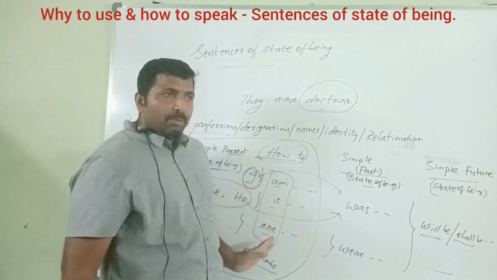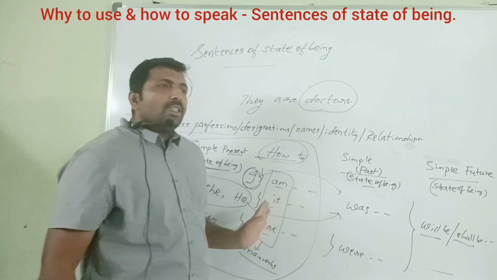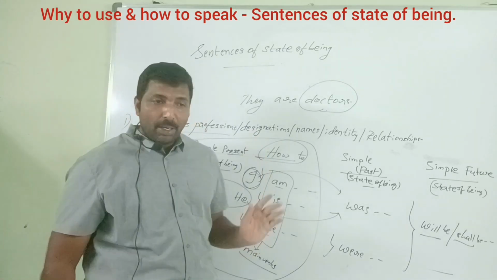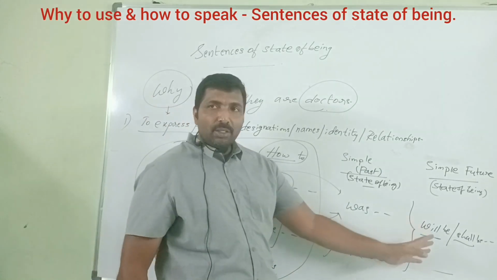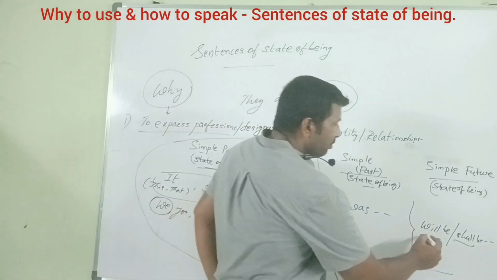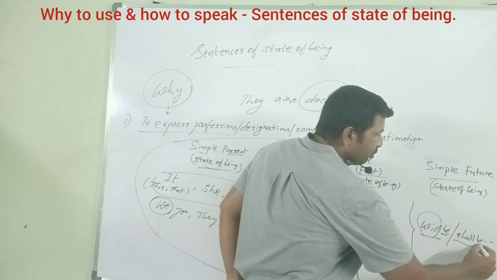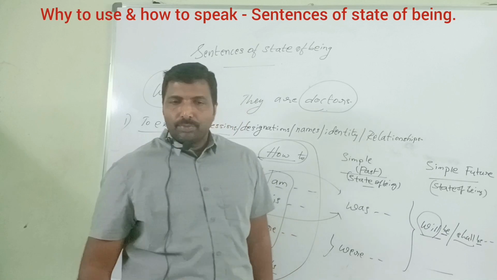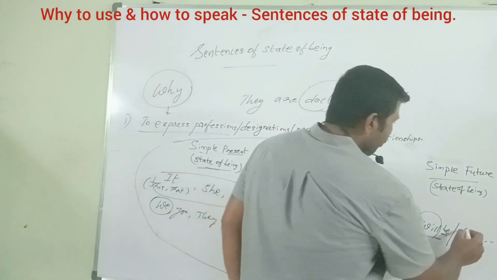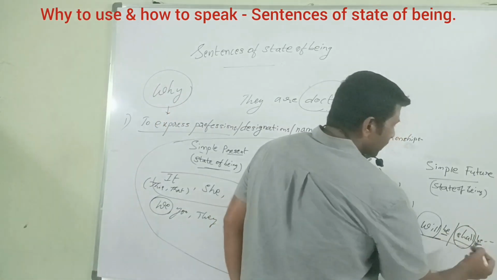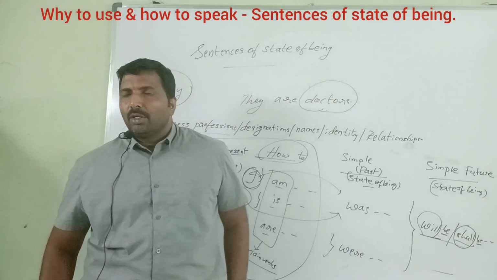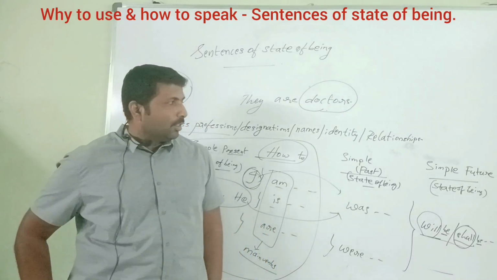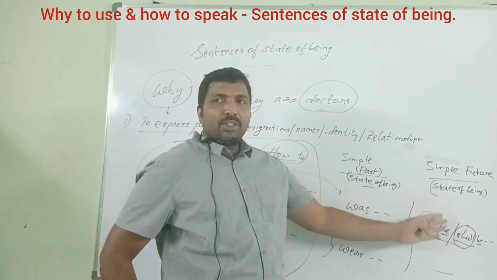Just by looking at am, is, are, if they are auxiliary verbs, conclude that those are action sentences. If am, is, are, was and will are verbs, be is of course the state of being verb. Will or shall are auxiliary verbs in simple future. This is a simple future state of being structure.